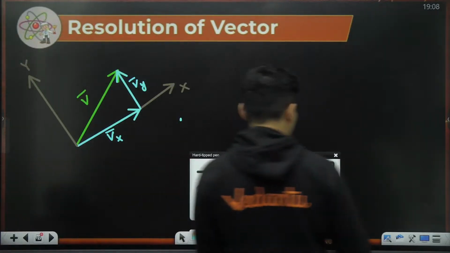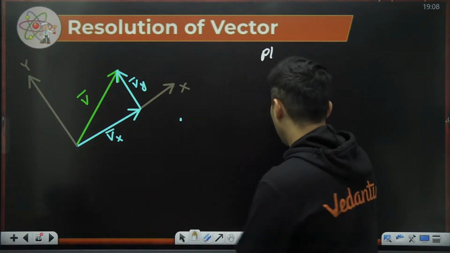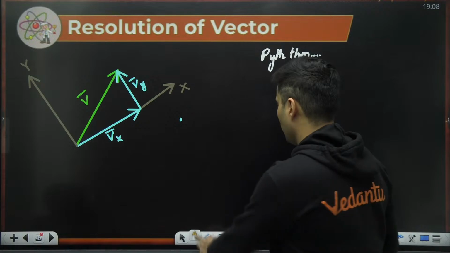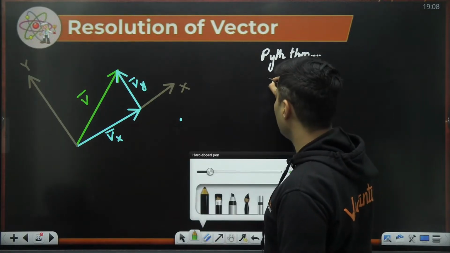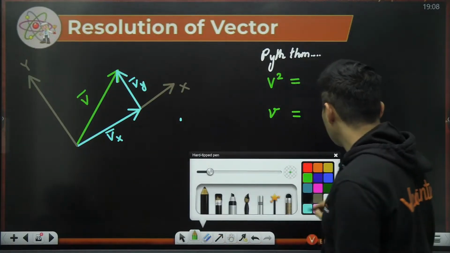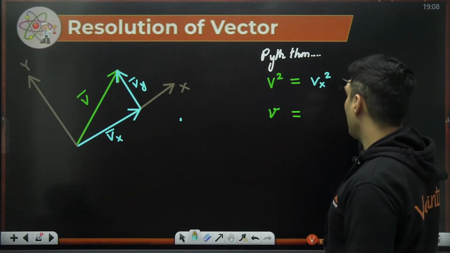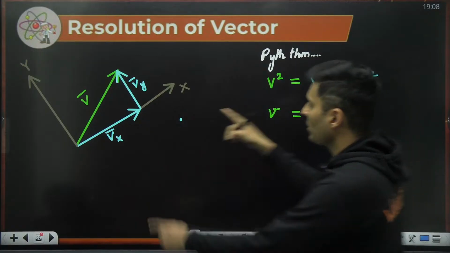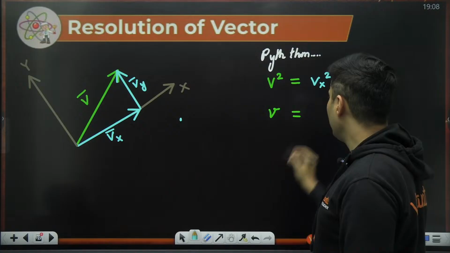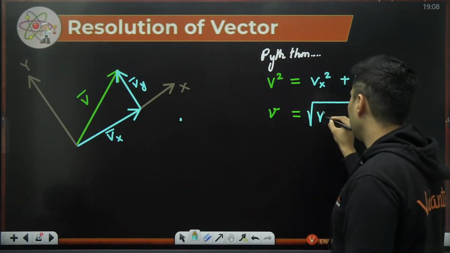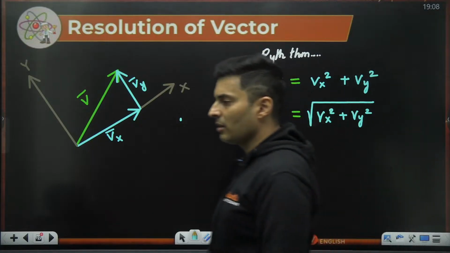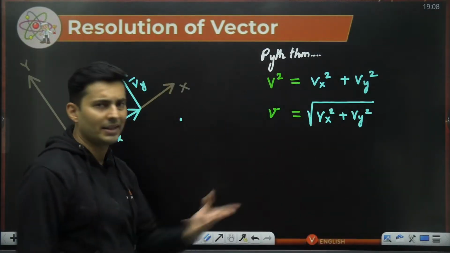If some person uses Pythagoras theorem, one can easily say hypotenuse square, which is v square. So from that we can get v. So v square will be nothing but vx square plus vy square. Whatever is this length, square it and add it, you will get the hypotenuse square. So v will be nothing but the root of vx square plus vy square, using Pythagoras theorem.